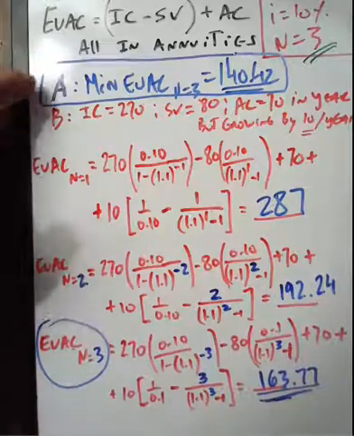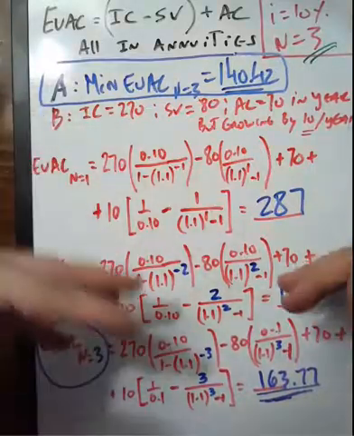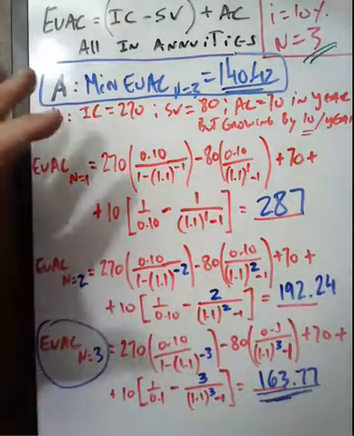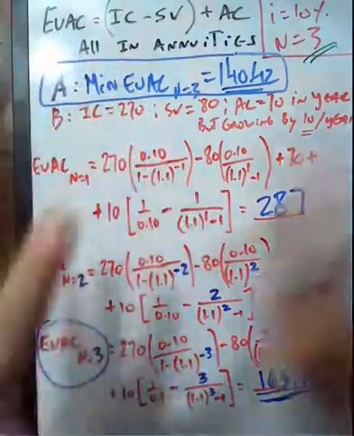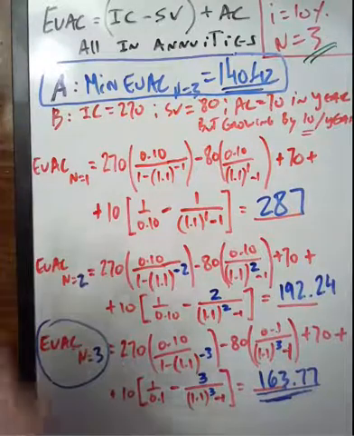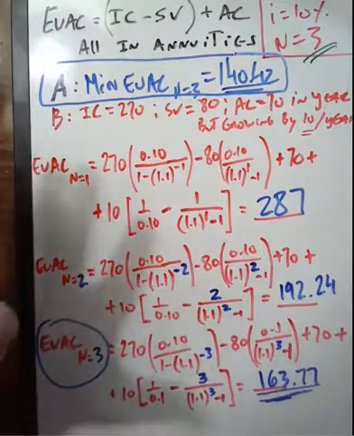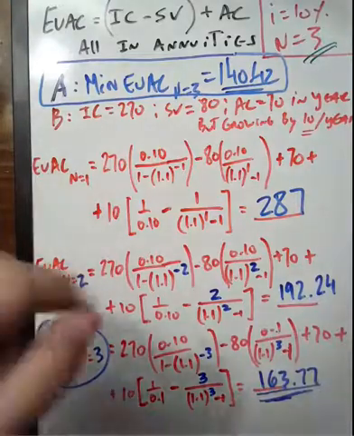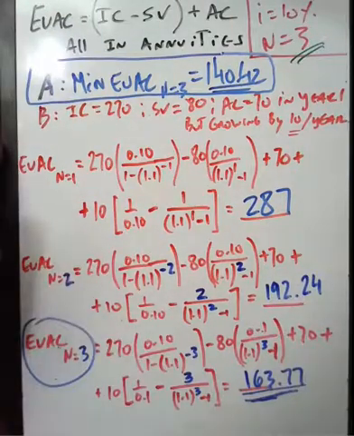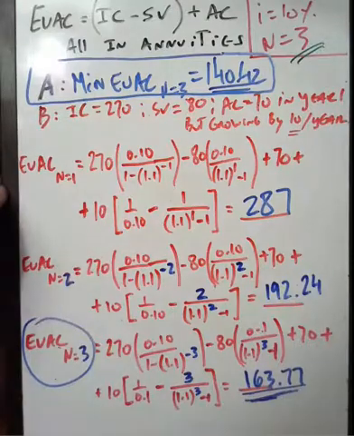Of course, if you have more machines, you would repeat this rationale for all the machines and find where was the lowest EUAC across all machines. When you find it, then that's your recommendation about the machine you should buy and how long you should keep it. So that's it about equivalent uniform annual cost, and therefore you are ready to do the quiz.